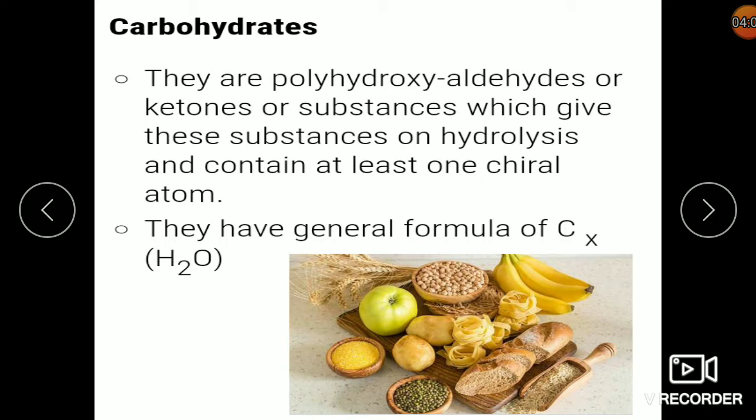Polyhydroxy means it will have a good number, 3-4, of hydroxyl groups in it, and it must have a chiral carbon in the structure. Carbohydrates are also known as saccharides. Saccharide is a Latin term meaning sugar. Now see, the general formula of carbohydrates is CxH2yOy, with a number of water molecules. Water is a hydrate, so this formula is saying it's a hydrate of carbon, and hence this is called carbohydrate.